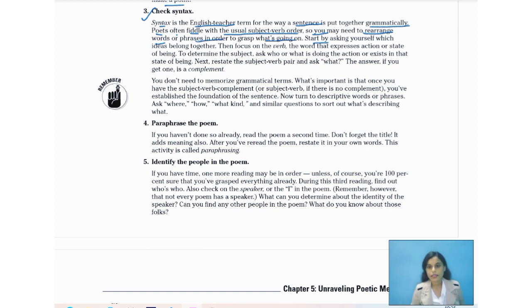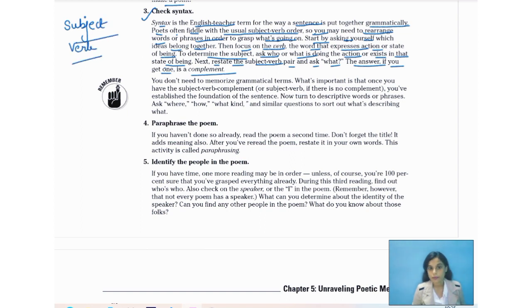So you may need to rearrange the words or phrases in order to grasp what's going on in the poem. Start by asking yourself which ideas belong together. Then focus on the verb, the word that expresses action or state of being. To determine the subject, ask who or what is doing the action or exists in that state of being. Next, restate the subject-verb pair and ask what. The answer, if you get one, is a complement. So try to ask the subject-verb pair different questions. If you get those answers, then definitely you can chalk out what the poem is all about.